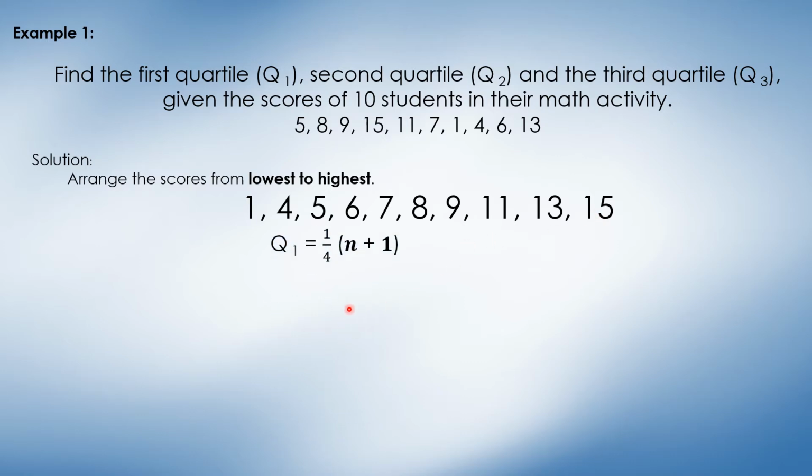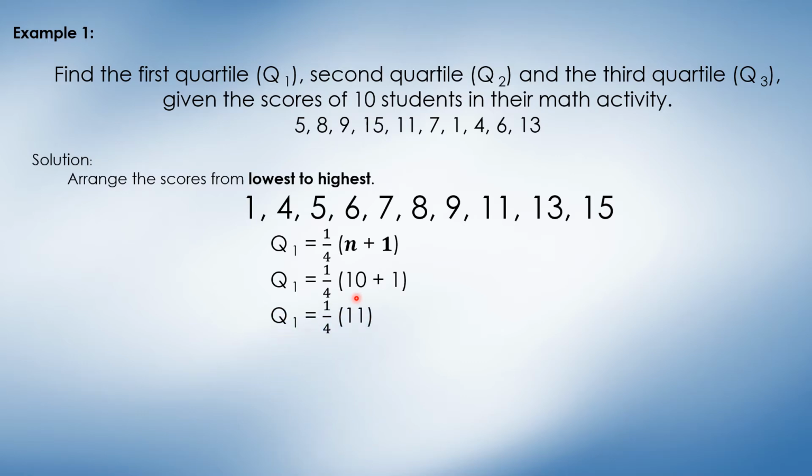Let us first solve the first quartile. This is our formula: first quartile is equal to 1/4 multiplied by the sum of n and 1. By substitution, this is equal to 1/4. The value of n is 10 because we have the scores of 10 students. If we count the numbers here, 1, 2, 3, 4, 5, 6, 7, 8, 9, 10. So we have 10 scores for their math activity.